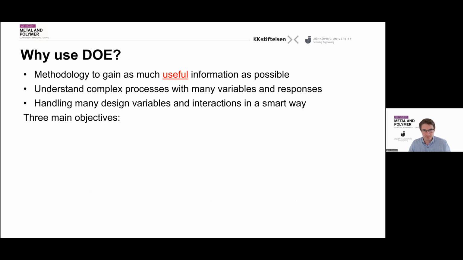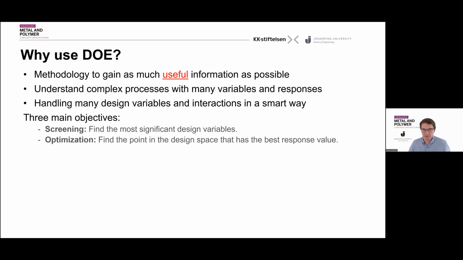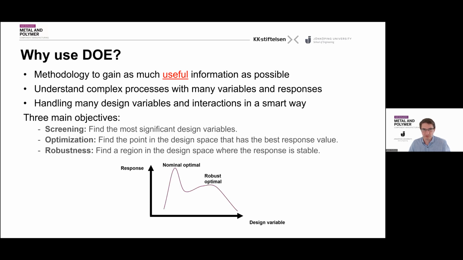And you typically talk about 3 main objectives in DOE. You talk about screening, which is when you want to find the most significant design variables. You talk about optimization, when you want to find the point in the design space that gives us the best response value. Or you talk about robustness, which means that you want to find a region in the design space where the response is stable.